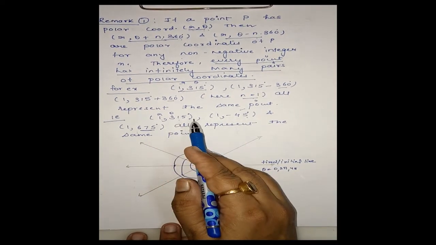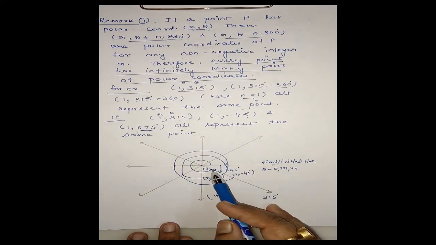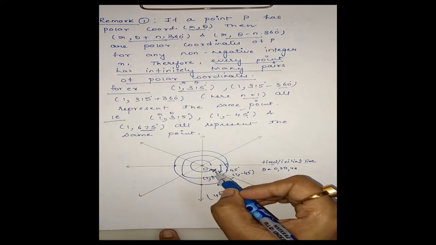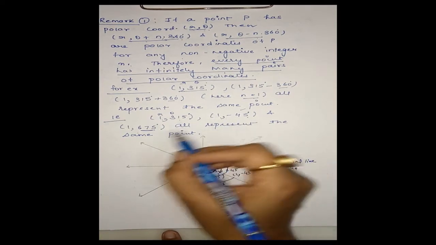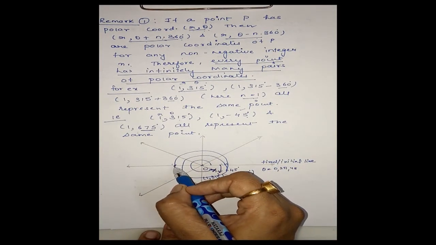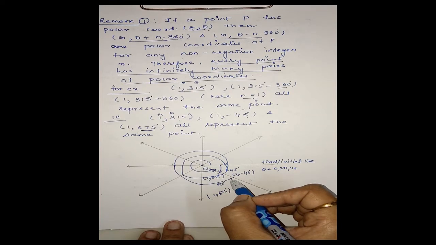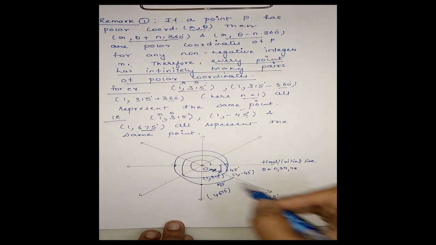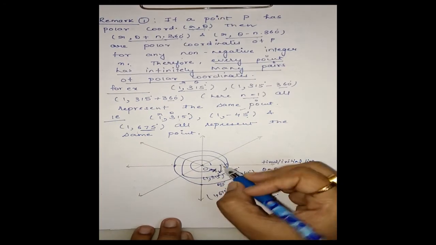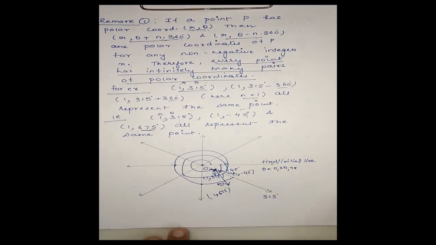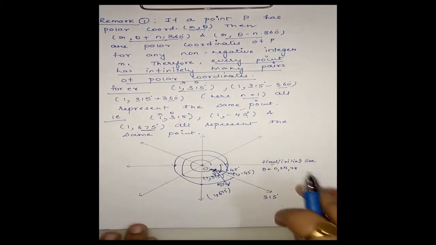Okay, (1, 315 degrees) here, then minus 45 here, same line, taking 1 unit from the origin. Then 675: 1 complete round, 360, then 360 plus 180, 540, then 540 plus 135, this 90 plus 45, this is 675. Same line, taking 1 unit from the pole. This is this point, this is this point, and this point. All are the same. Therefore, all these three represent the same point.